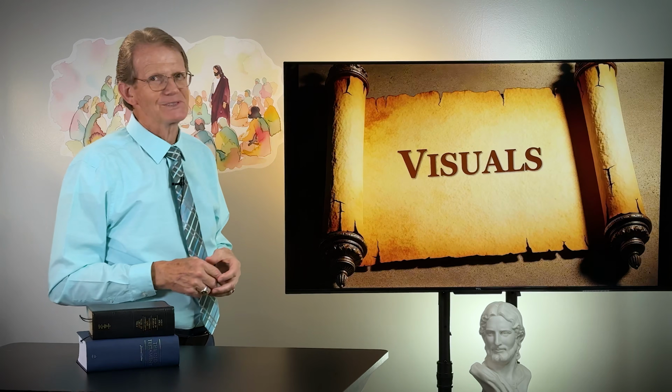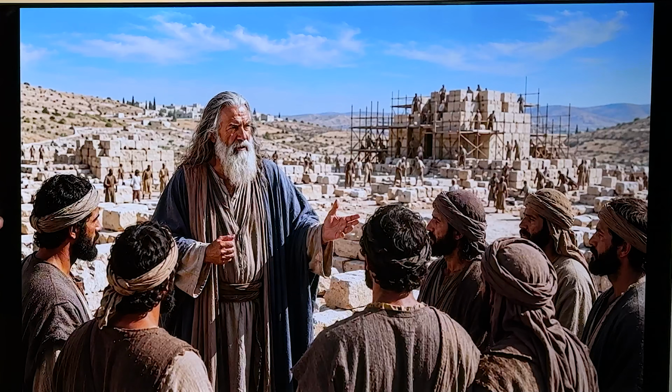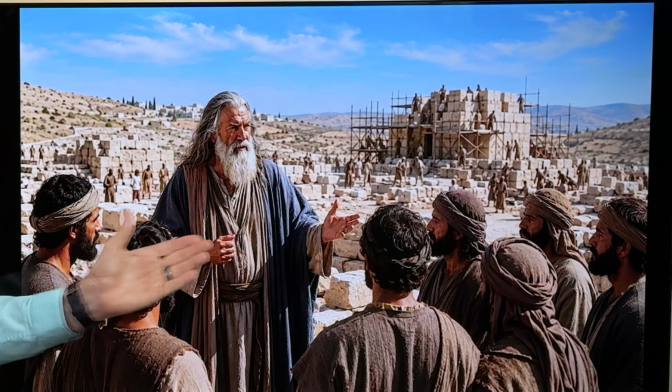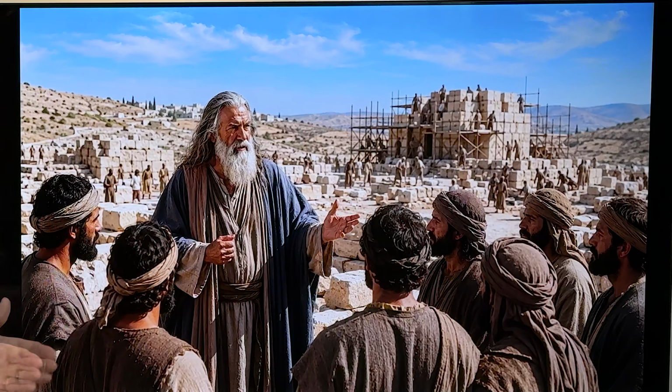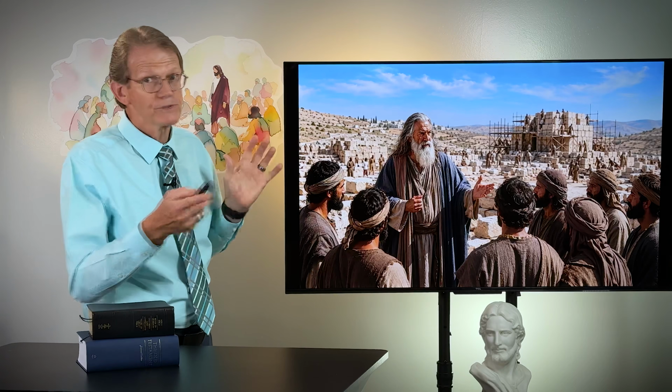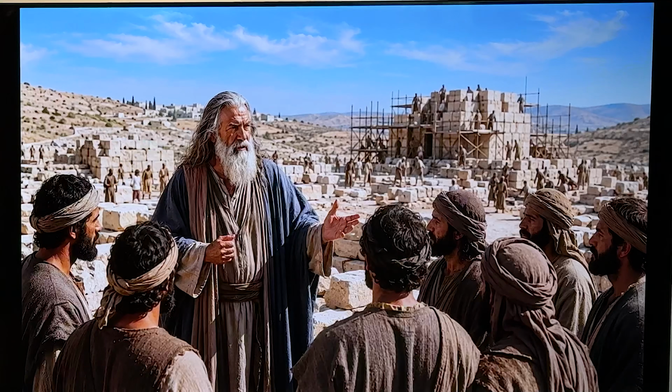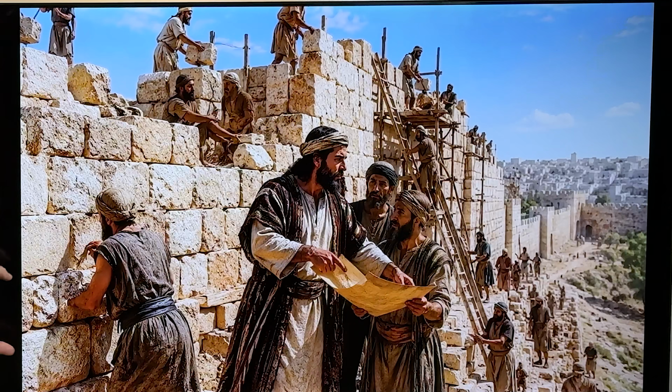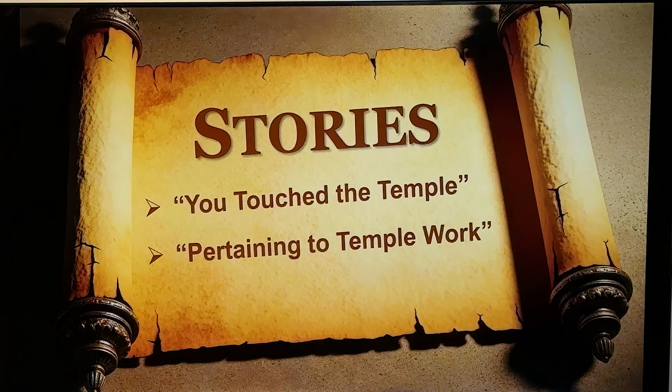How about some visuals? These are fun. These are ones that we've created with AI, and so you're free to use them as you wish. Here we have Zerubbabel working with a group of men as they rebuild the temple of Jerusalem. You can see the wall is not up yet. That didn't happen at that time. Or you can talk about Nehemiah actually leading the people as they rebuilt the walls around Jerusalem. Great visuals, fun visuals to use.